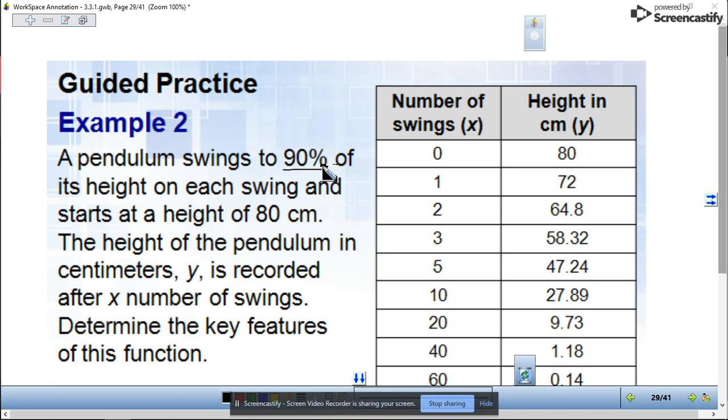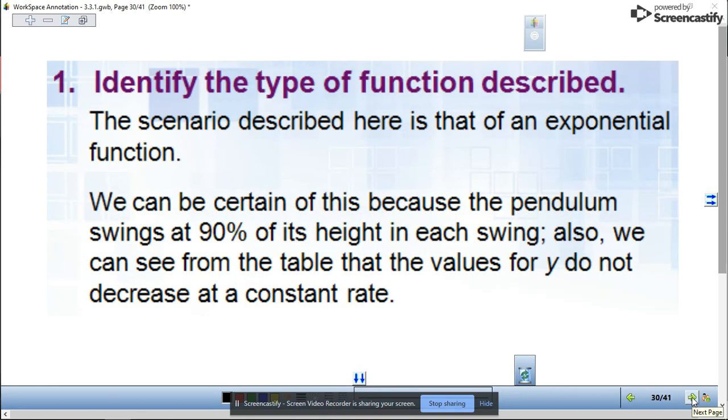Okay, you would do 80 times 90%, which is 72. Then times 90% again, which is 64.8. So I know for a fact that this is already exponential. That's just from me doing it in practice, but I'm just telling y'all that for the sake of the example. You can do this in your calculator to kind of figure out what it would be. All right, so here we go. The scenario described is exponential that I talked about.